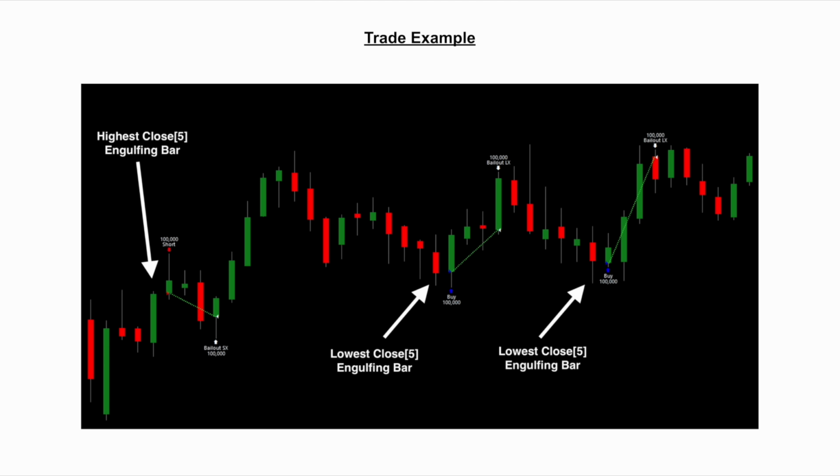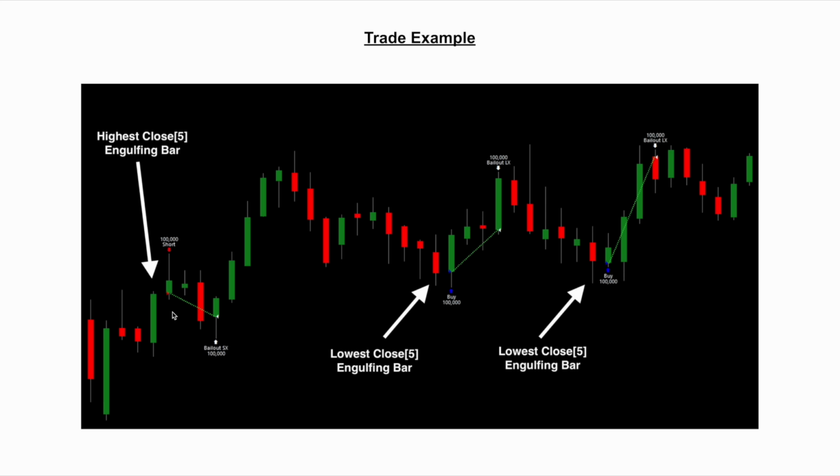So looking at some trade examples, the first one is a short trade example. We've got the highest close over the last 5 bars, and it happens to be an engulfing bar. An engulfing or an outside bar just means that the price engulfs that of the previous bar, which means that the high of this bar is greater than that of the previous bar, and the low is less than the low of the previous bar. So the price is outside of the range of the previous bar. Okay, so when we've got that, that's our entry, go short on the next open.